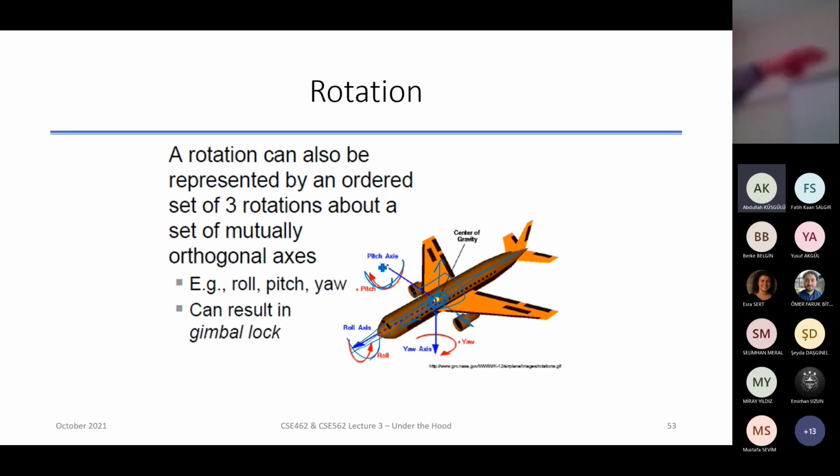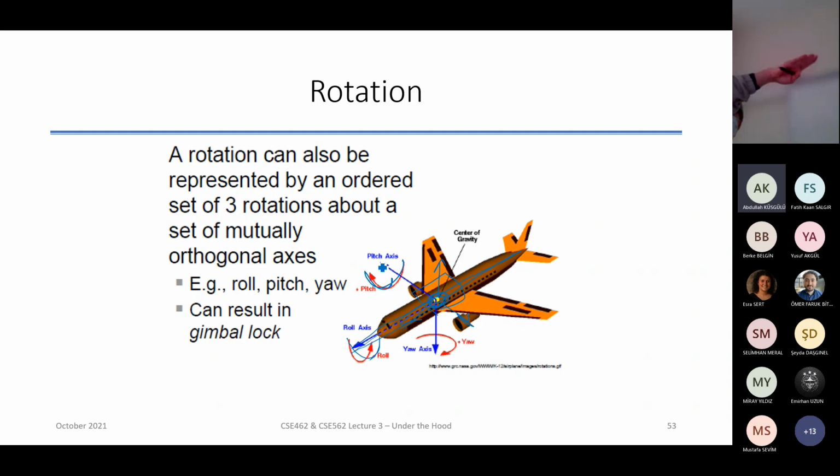So think about your airplane going this way, and these are the wings, and you're looking at it. If you rotate it this way, you are pitching the airplane. If you are going this way, for example, you are pitching down, and going this way, pitching up. Right? This is the pitch angle.